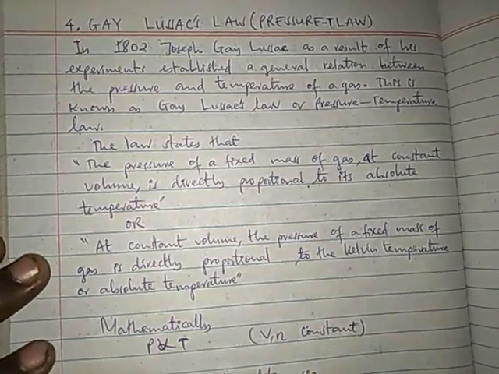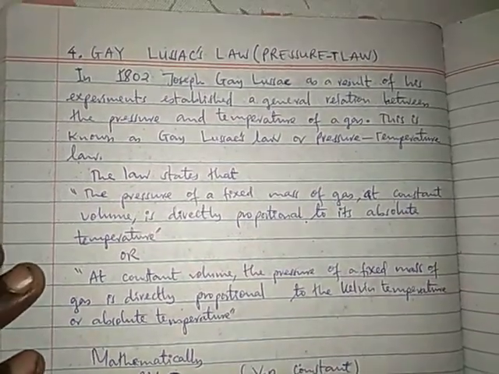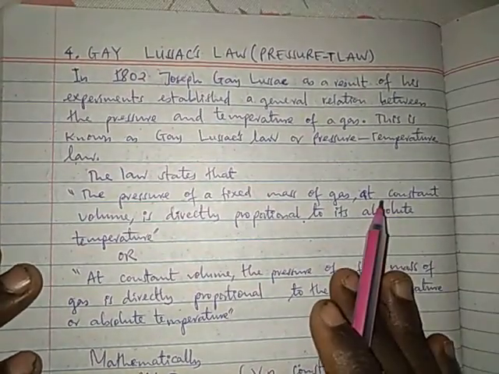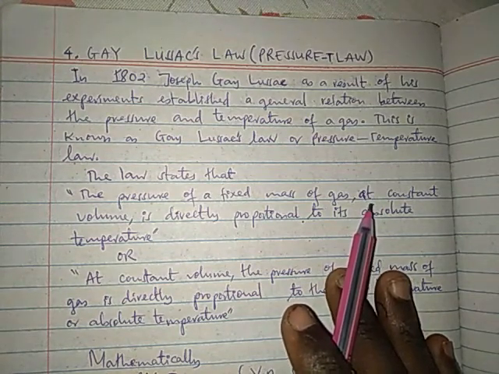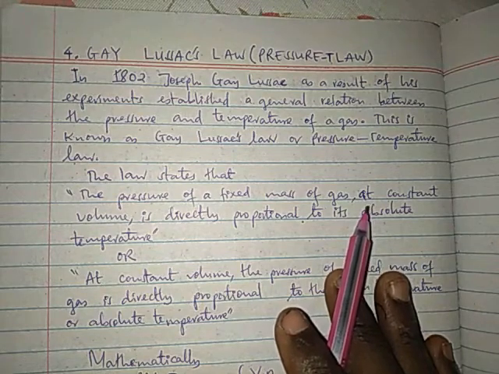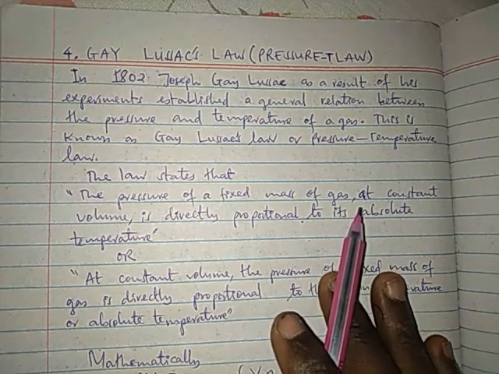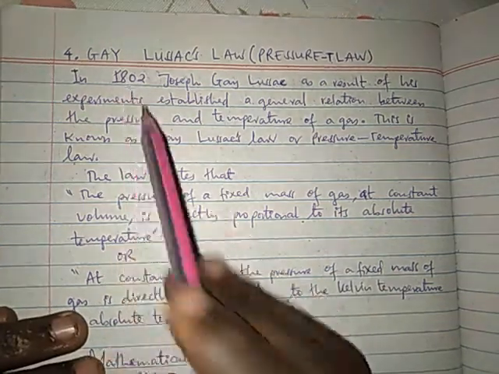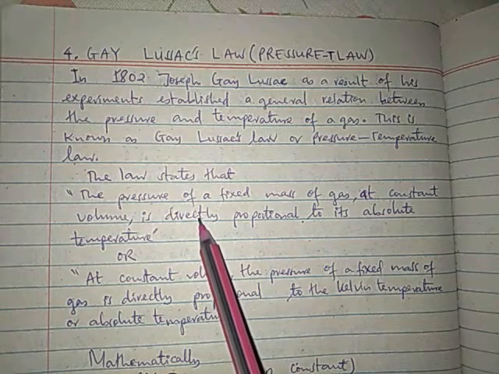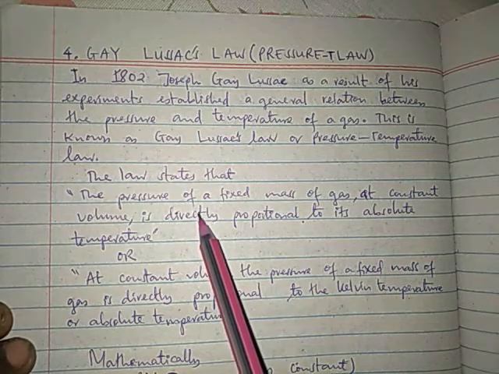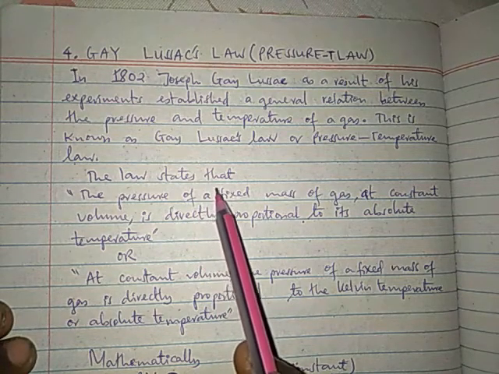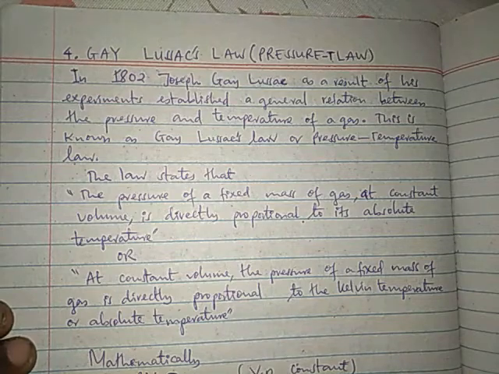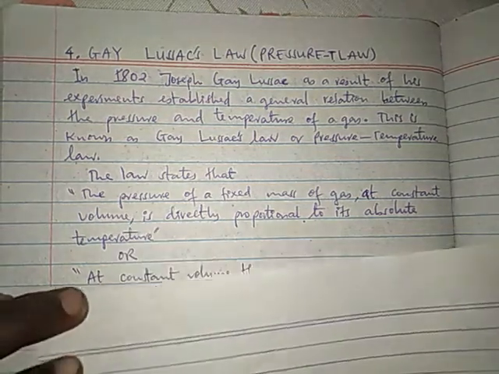And from there, let's jump to the pressure law. Sometimes this is called Gay-Lussac's law. So usishangae ukiambiwa state pressure's law, ukiambiwa state Gay-Lussac's law, ni kitu kile kile. In 1802, Joseph Gay-Lussac, as a result of his experiment, established a general relation between the pressure and temperature of a gas. So this talks about pressure and temperature.